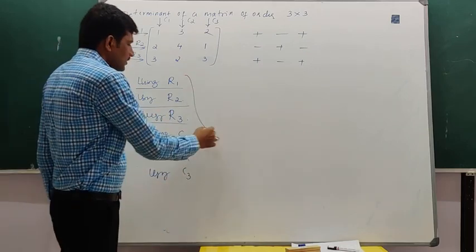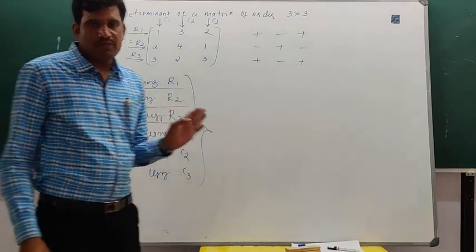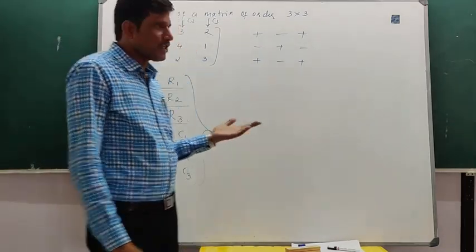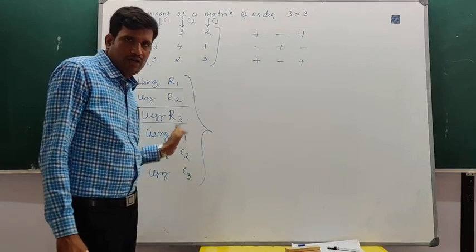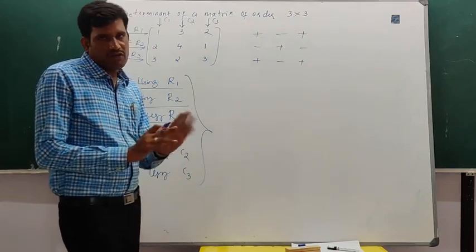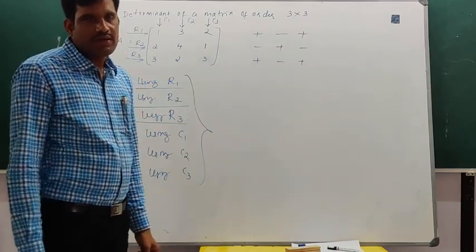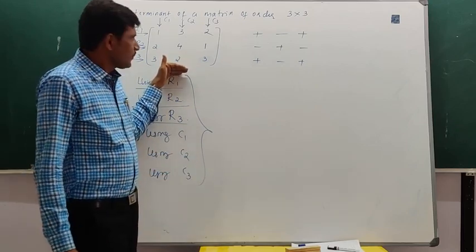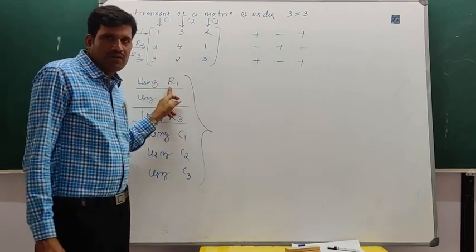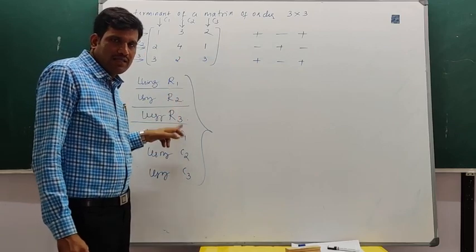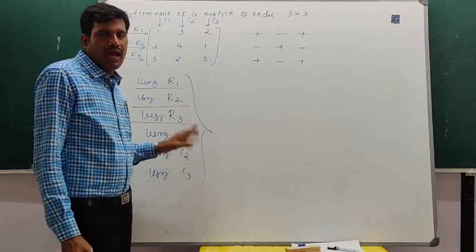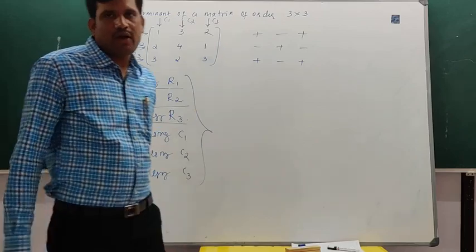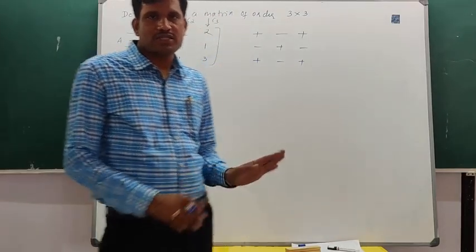In all the cases, the determinant value will be the same. There is no change. Right? Whether we expand by using any row or any column, the determinant value will remain the same. It doesn't change. Right? So this is the first problem. I will expand this matrix by using R1, R2, R3, similarly C1, C2, C3, and I will show that the determinant in all the cases will be the same.